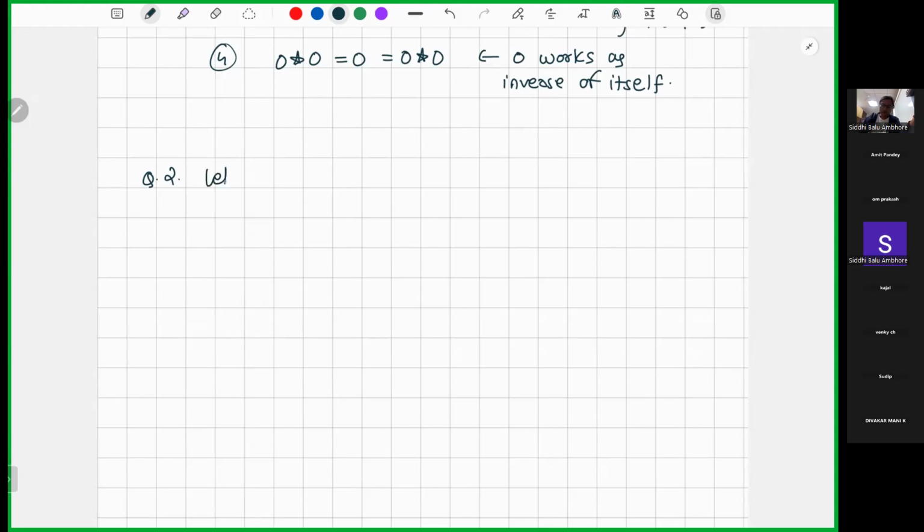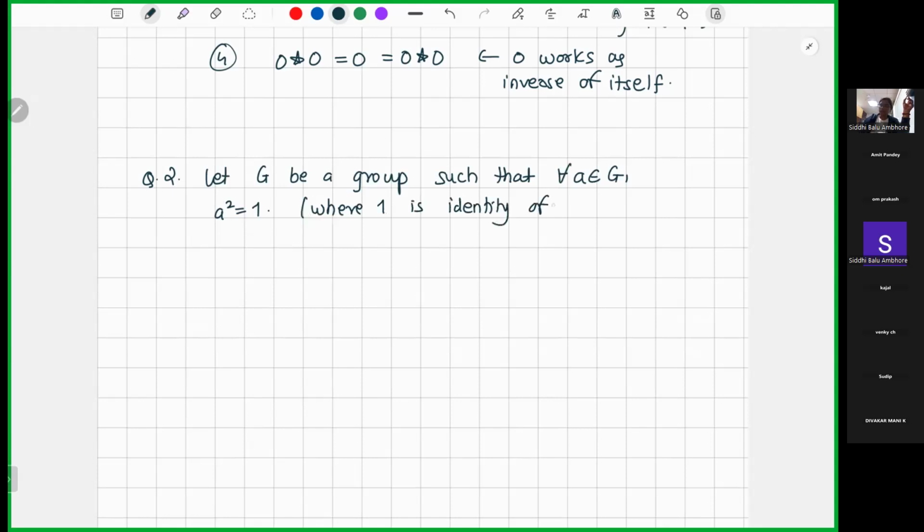So let G be a group such that for all A in G, A square is 1. When I'm writing A square is 1, this 1 is my identity in a group. Let me write here, where 1 is the identity of group G.